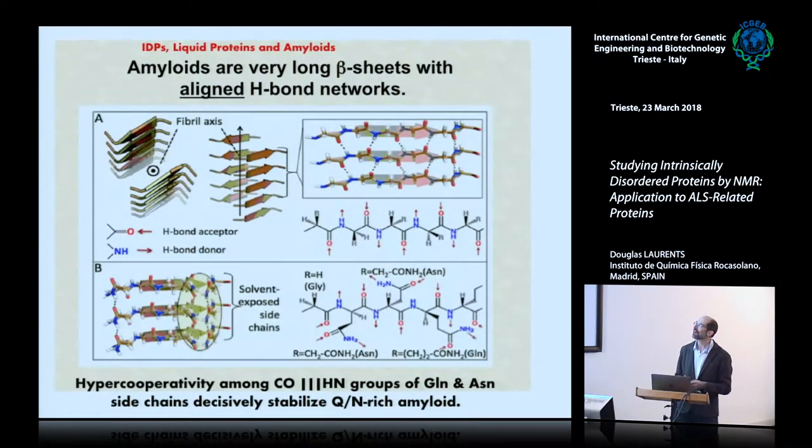And if I could remind you what the structure of amyloid looks like, it's a long beta sheet, with strands that are running anti-parallel to the dimension of the axis of the fiber. And it's usually stabilized by hydrogen bond networks, both in the backbone of the protein, and if it has asparagine and glutamine, you can also have very stable hydrogen bonds forming in the side chains of the asparagine and glutamine, which also have amide groups.